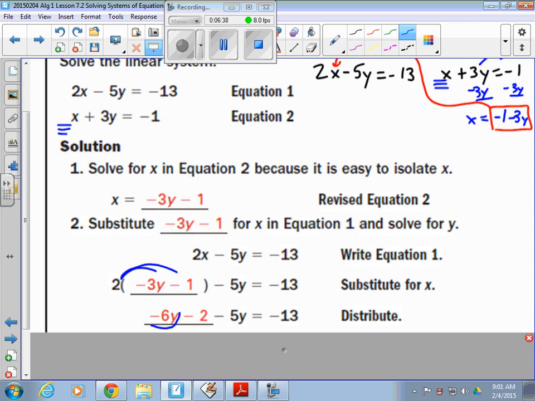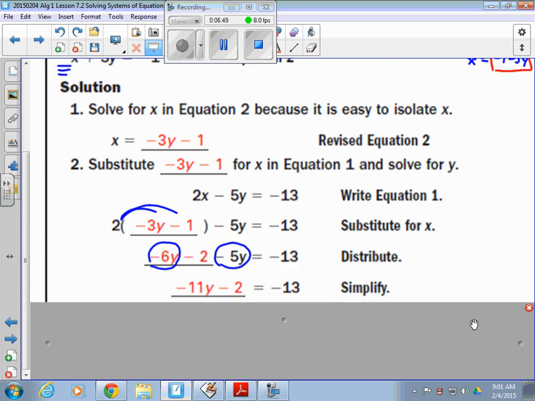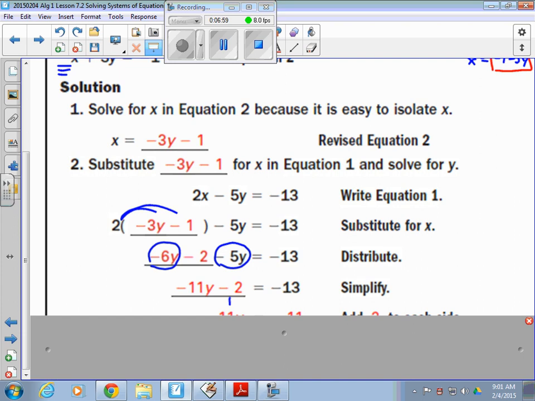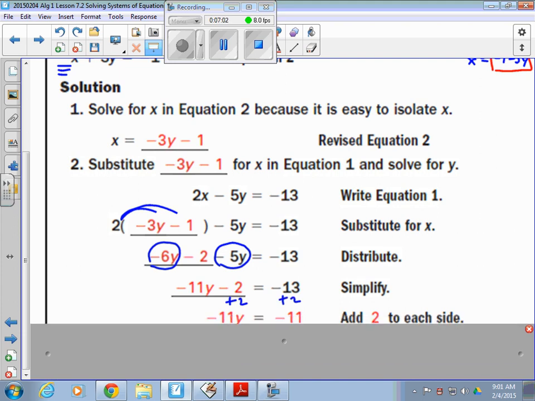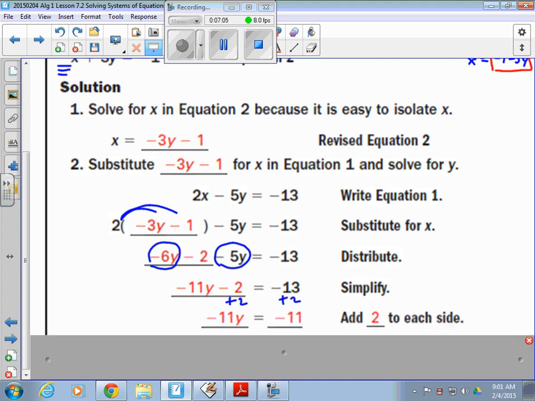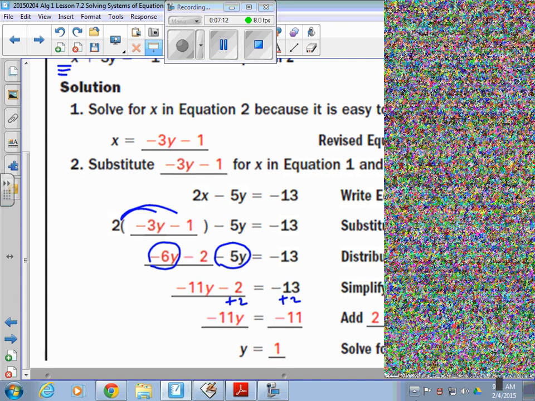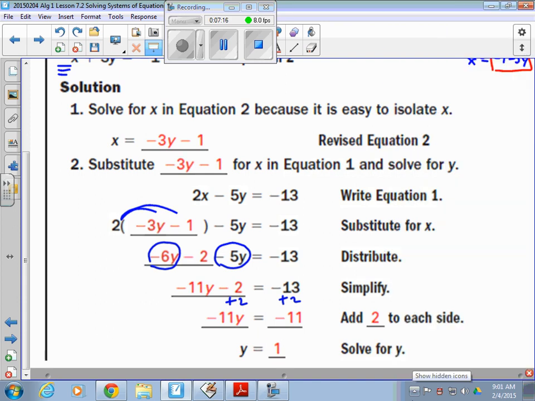Then combine your like terms. -6y and minus 5y is going to give you -11y. So now you have -11y minus 2 equals -13. So now just solve for y. Add 2 to both sides. When you add 2 here and here, you get -11 on the right to go with -11y on the left. Then to get y by itself, divide by -11. A negative divided by a negative is going to be a positive. So y's value is 1.